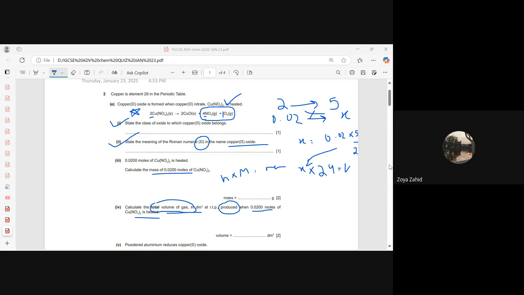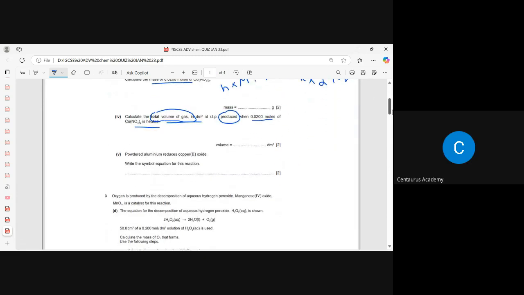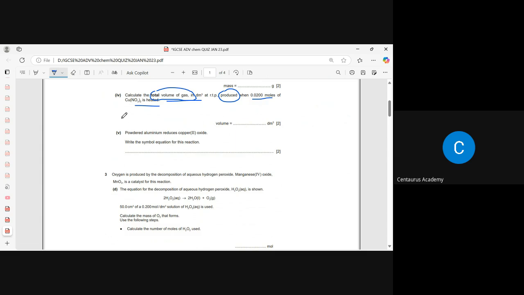Yes. Okay. Next, moving on to this one. Write the simple equation for this reaction. Now, powdered aluminum reduces copper(II) oxide. Aluminum is Al. Most of the students were able to guess the reactant side correctly, but on the product side they were having issues. So it reacts with copper(II) oxide. We know that the formula for copper(II) oxide is CuO.